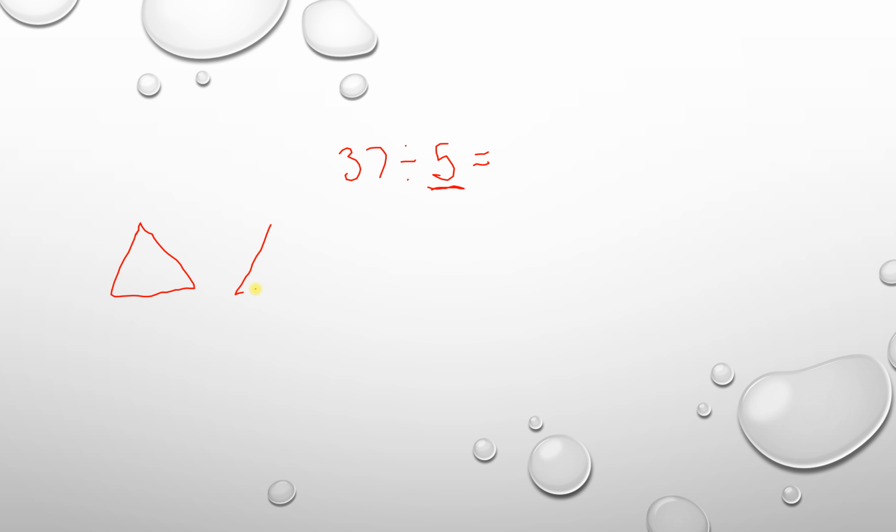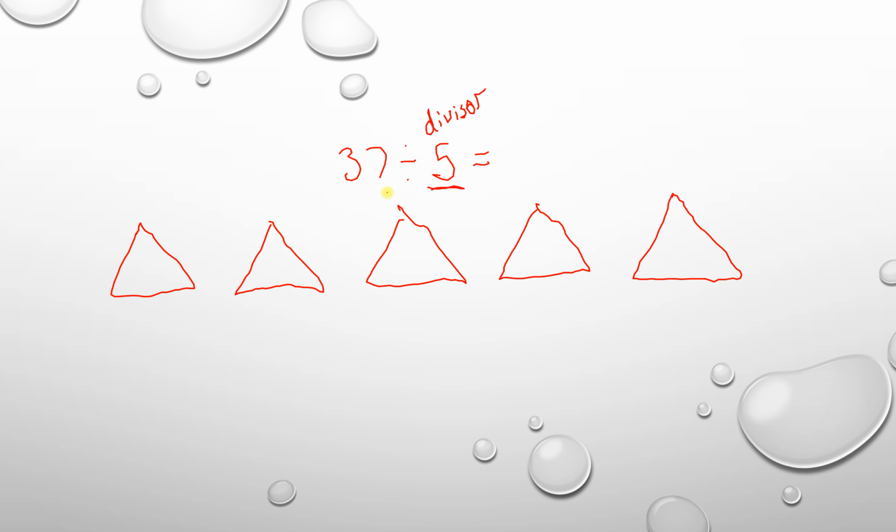So there's 1, 2, 3, 4, 5. Okay, so I use that 5 because that's our divisor. Our divisor is 5. Okay, and then how many I'm splitting up is 37.